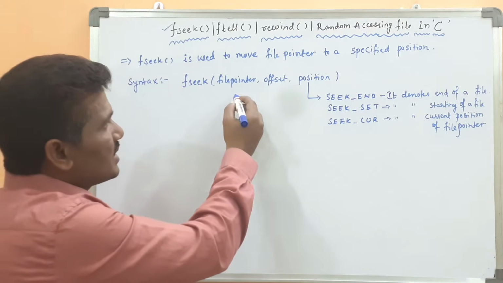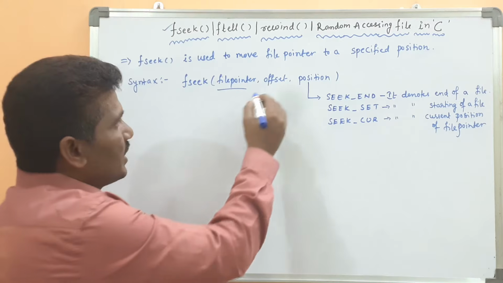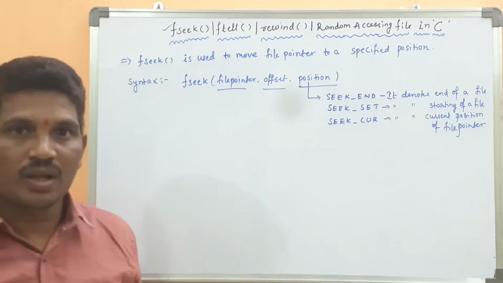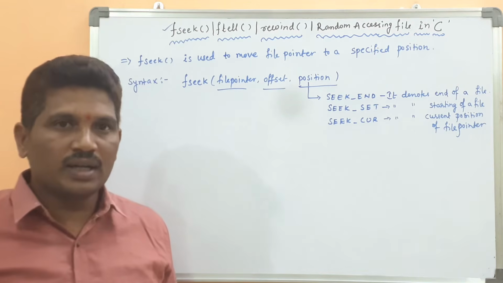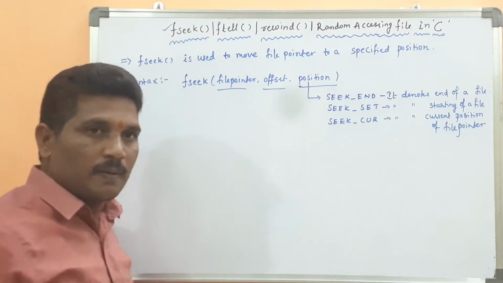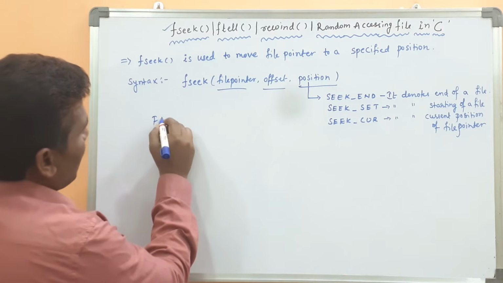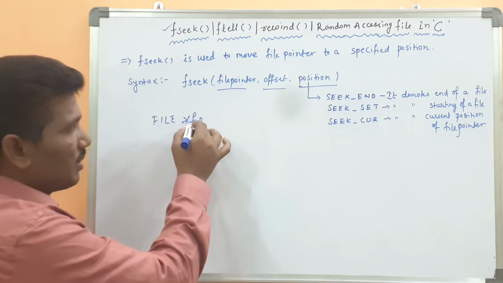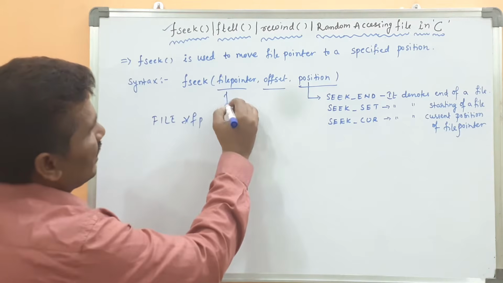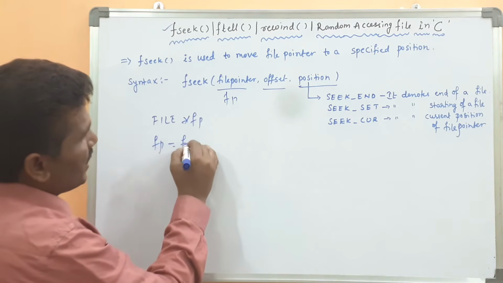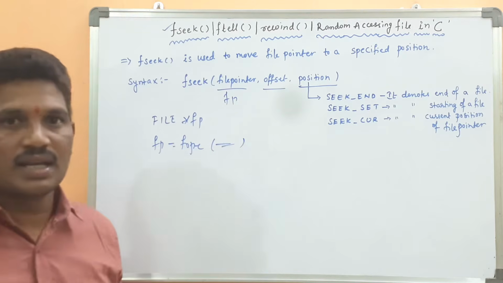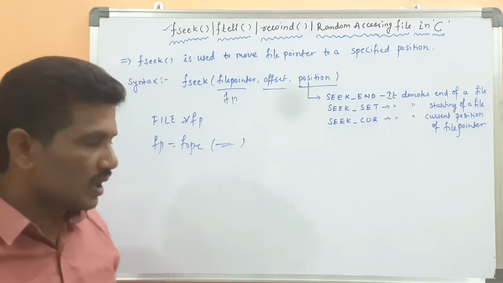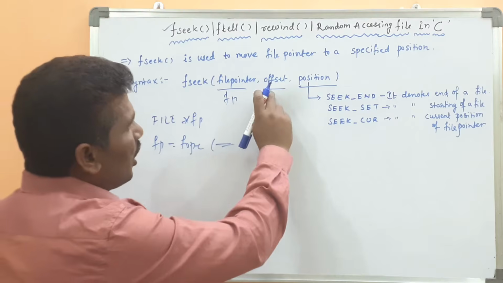The first argument is the file pointer. The second argument is the offset. What is the offset? I will tell you. The third is the position. File pointer means, when a file has been opened, that file pointer should be used. For example, FILE *fp, where fp is a pointer variable declared as FILE, and then fp = fopen. I will tell you the syntax when I write the example. And then here, the file pointer, then the offset.